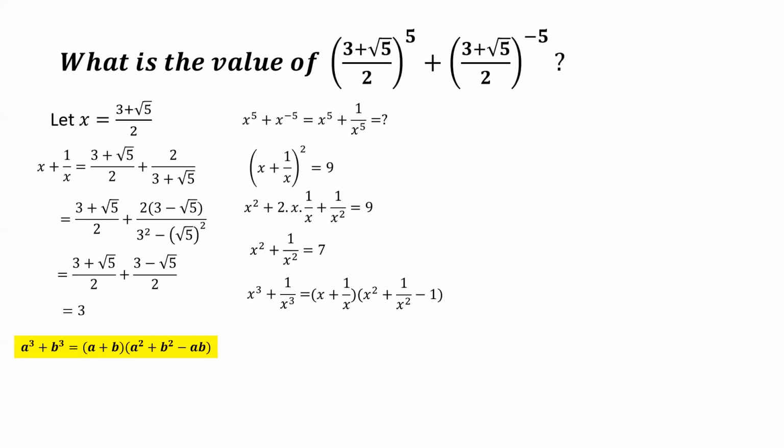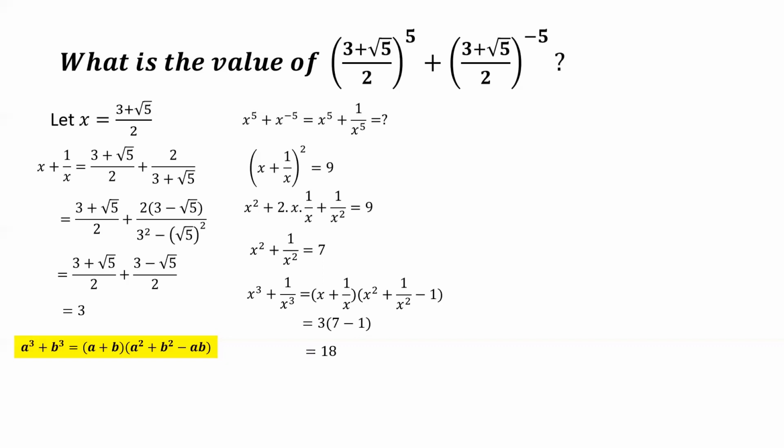And we already know what x plus 1 by x is. It's 3. We know what x squared plus 1 by x squared is. We just found out in the previous step, right? It's 7. So it's 3 multiplied by 7 minus 1. And this comes to 18. So we have x squared plus 1 by x squared equal to 7, and x cube plus 1 by x cube is equal to 18.